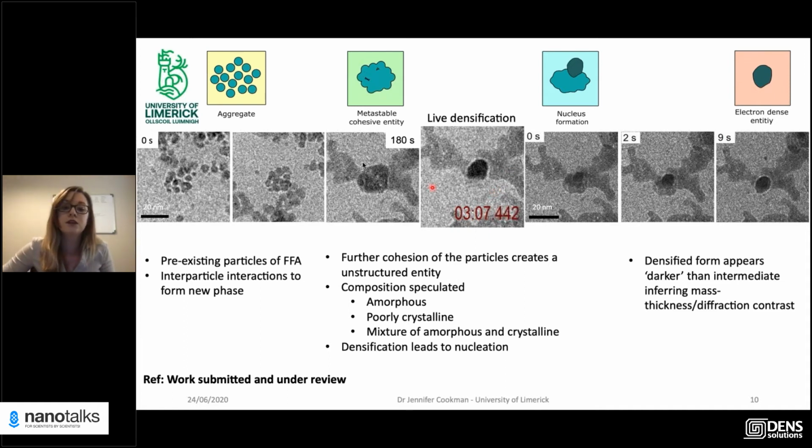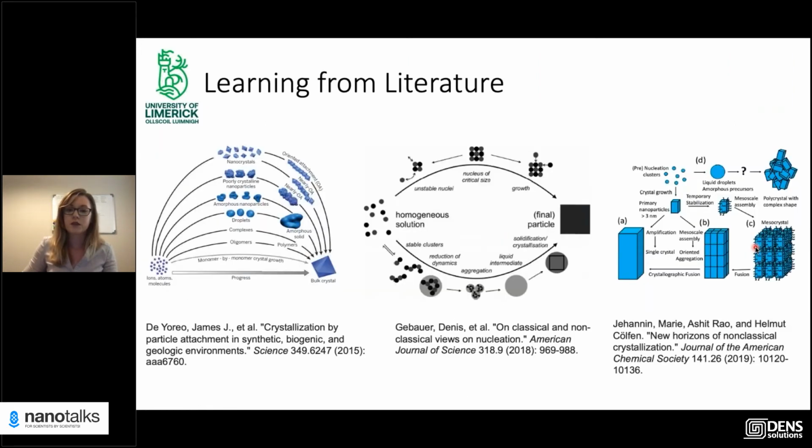Now, the composition of this intermediate is not totally clear. It could be amorphous or poorly crystalline, or a mixture of amorphous and crystalline, but it's energetically interesting anyway that it's able to generate this new phase that appears much darker and has a strong diffraction contrast. When looking at these observations, it's very important to go back to literature and see what people have described and if it resonates with what we see.